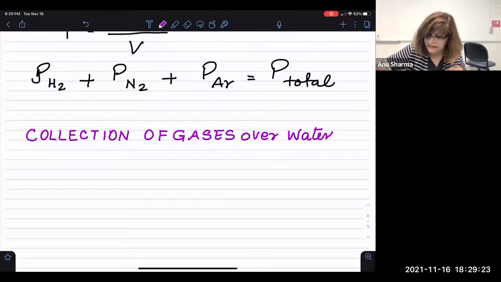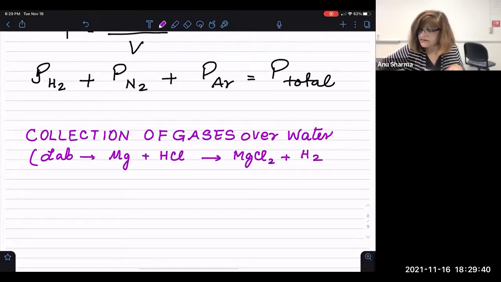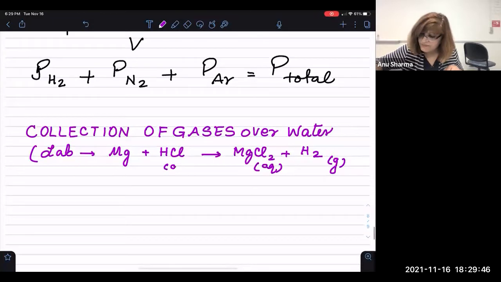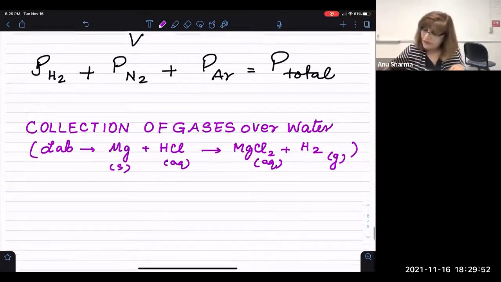You did this in your lab, where you took magnesium and added HCl to it, and that gave you magnesium chloride, which dissolved in the liquid, and hydrogen gas was released. This hydrogen gas was collected in the eudiometer. If you remember that, that's how they do this. All right, so that's the eudiometer.